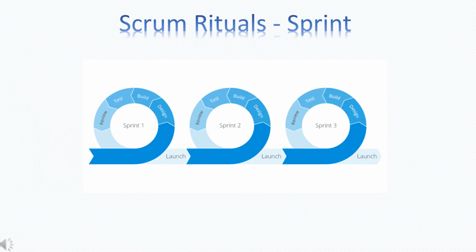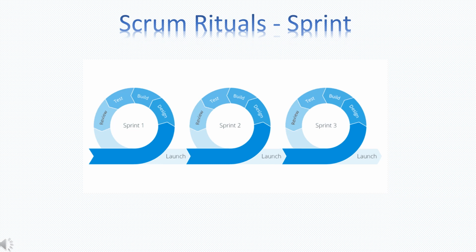The sprint is the heart of the Scrum. A sprint is a time box period of time during which the development team creates potentially shippable product. The duration of the sprint is usually 2 to 4 weeks in length, although it could be as short as 1 week or as long as 6 weeks. But that's generally not recommended.